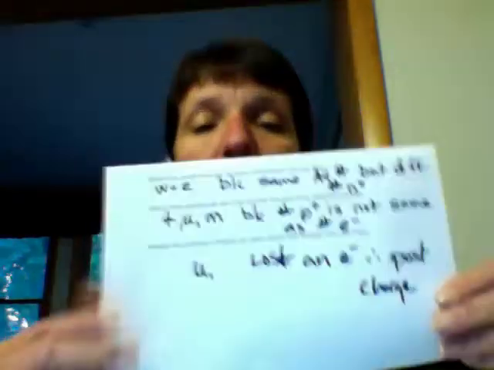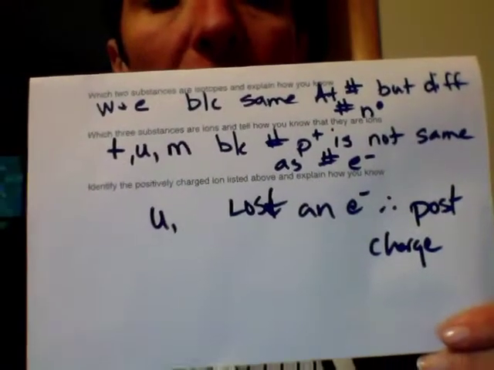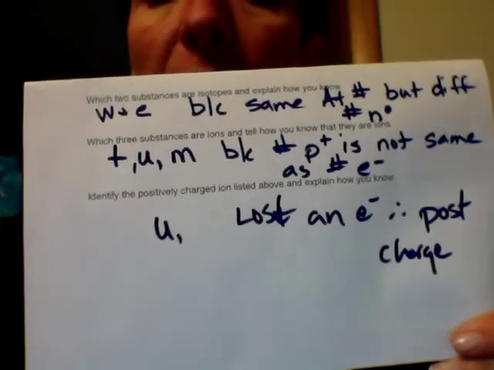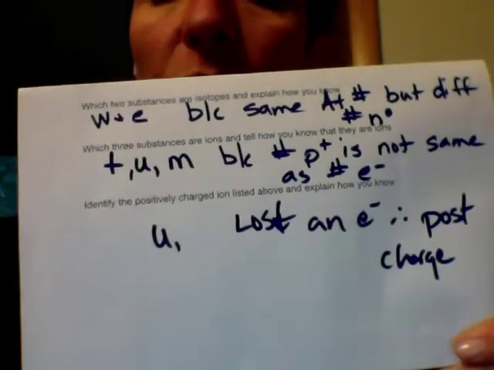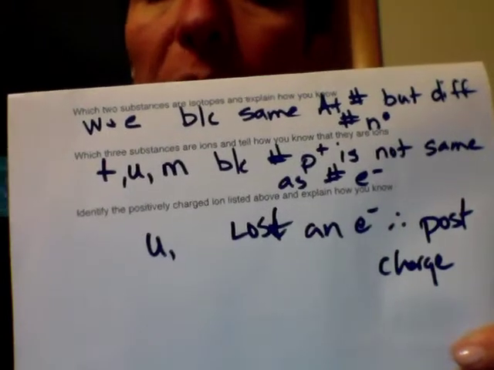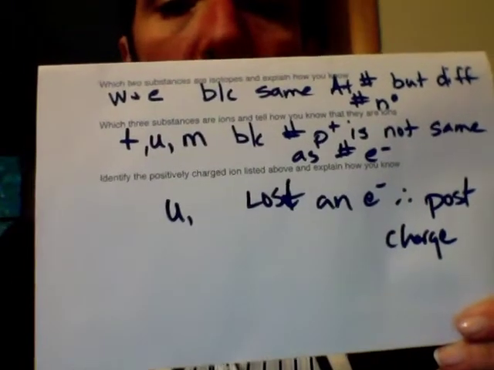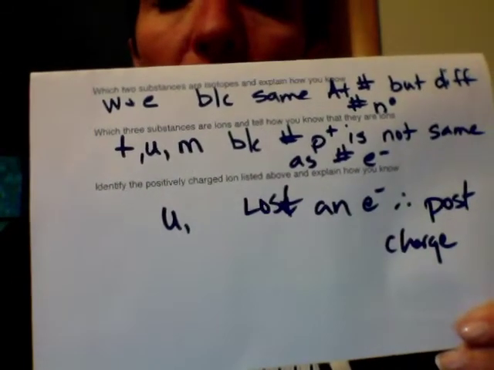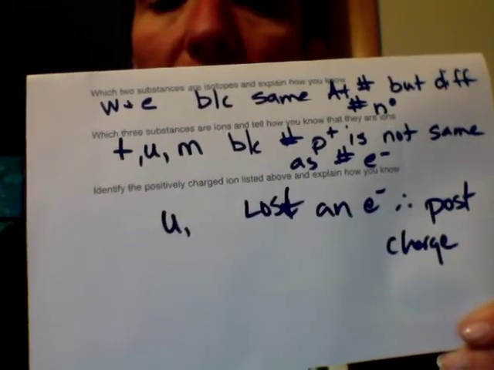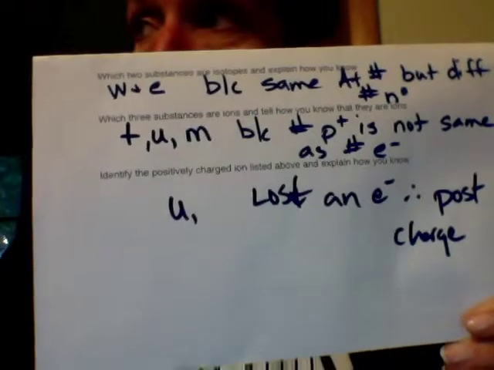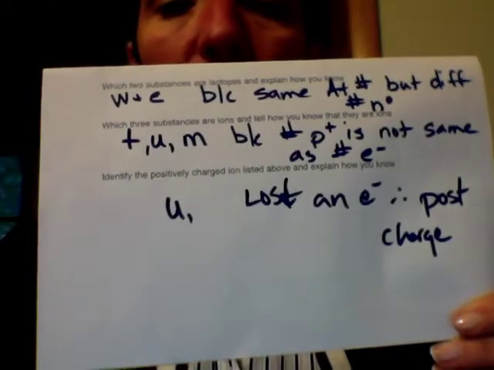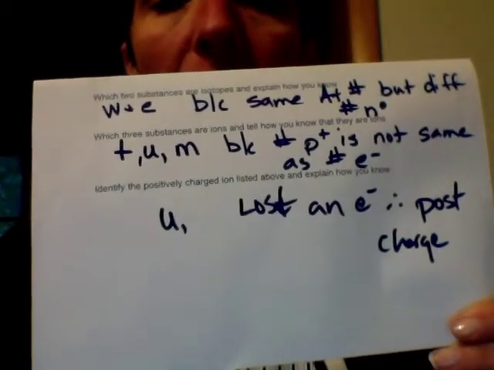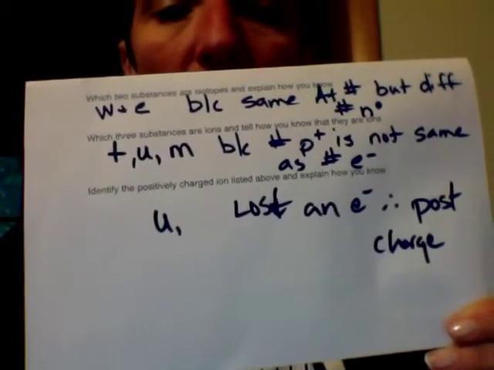So the answers to each one of these is, the first one is W and E because they have the same atomic number but different number of neutrons. The three ions are T, U, M because the number of protons is not the same as the number of electrons. Which one of those ions is positive? The answer is U because we lost an electron, therefore it has a positive charge.